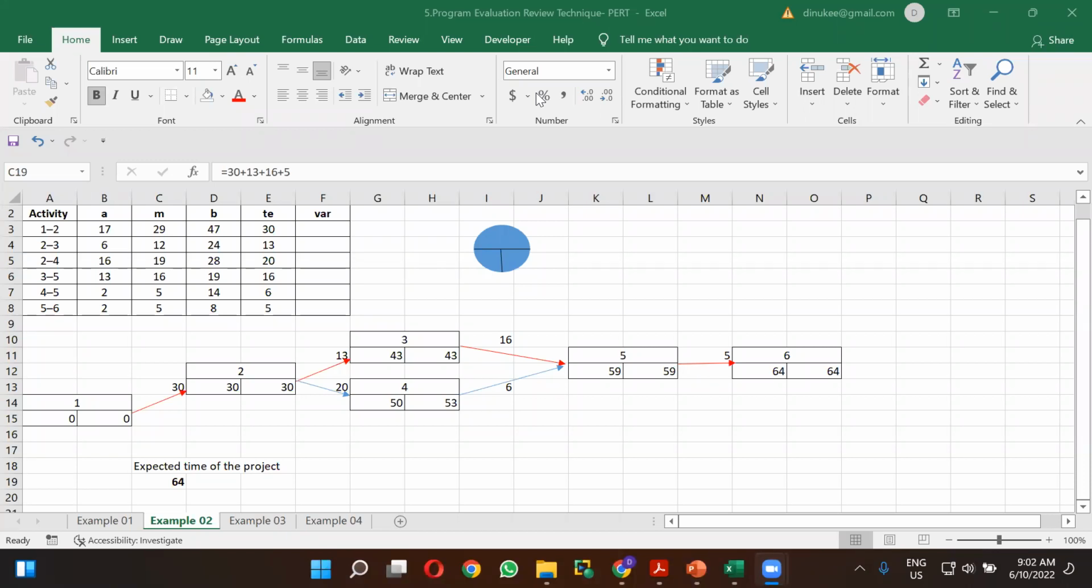So please calculate those things. Otherwise, you cannot progress this lesson. So that's why I am asking you to calculate. Please calculate likewise, right?